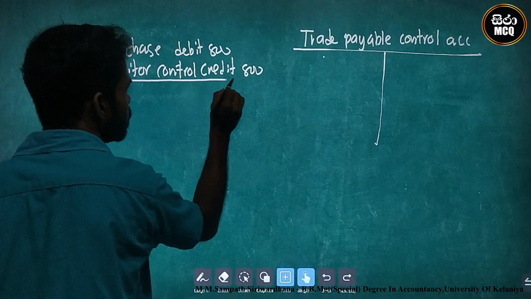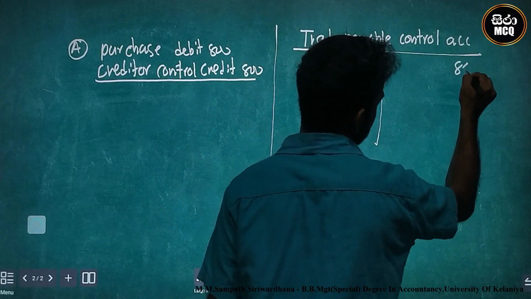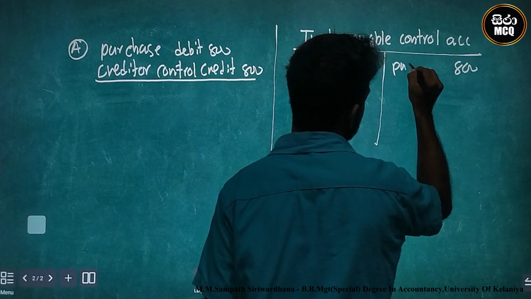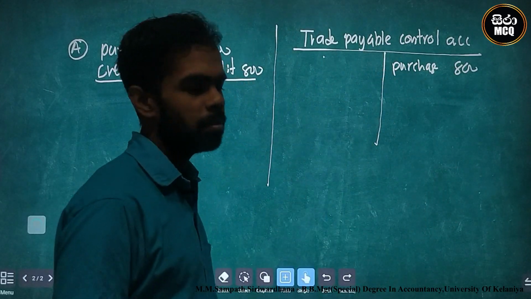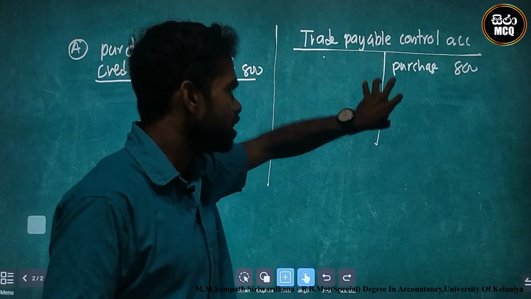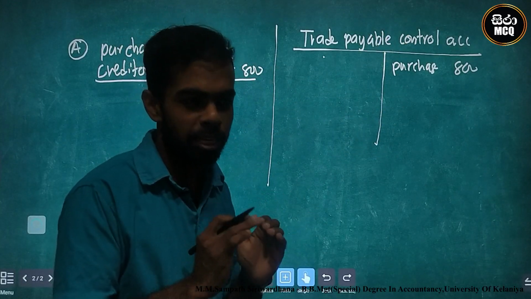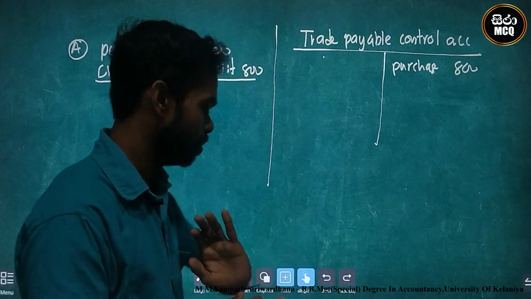This is your creditor control account credit. I write credit, short, purchase. This is Amal. Amal-related transaction. Amal is payable to Amal. Okay, this is the purchasing. There is a credit balance to payable.